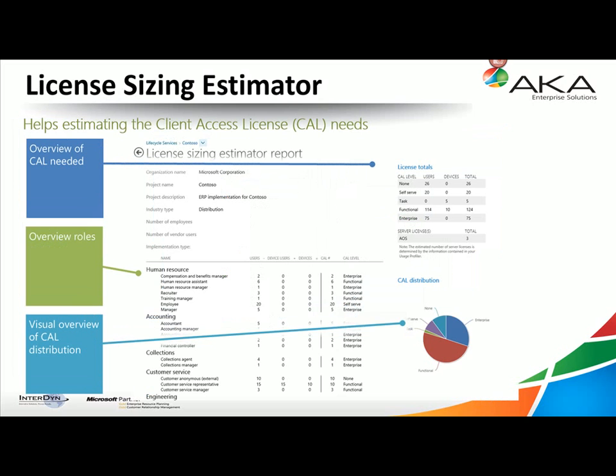I mentioned earlier the license sizing estimator. So that gives you a good idea of what kind of client access licenses, or CALs, you need. As you're probably aware, there are different levels of CALs, and these are the enterprise, the functional, the tasks, and the self-service. And some of them don't need any. So if you have a customer portal, for example, the customers that dial in through the portal don't need any license. Okay? So you can see by the roles within each department what it breaks down to in number of CALs that you need.